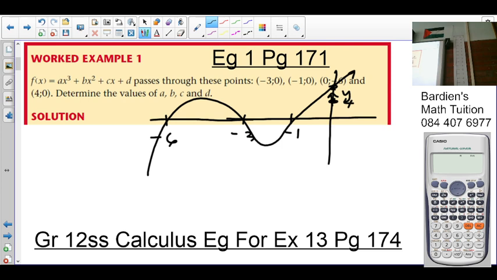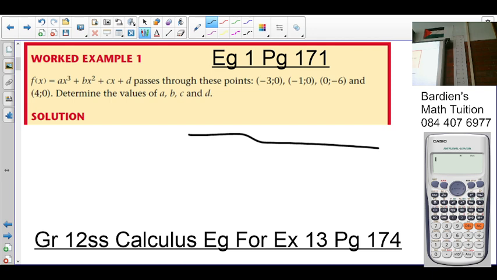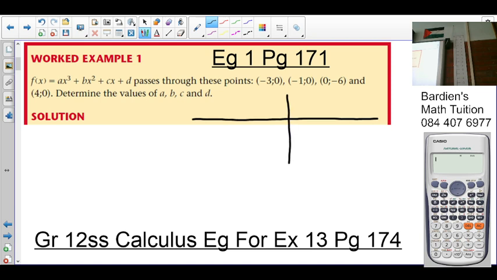Sorry, 4 and 0 is on your x-axis, not your y-intercept. Wait, then I'm doing it completely wrong. Not 0 and 4. I need to write a bit slower because the board is not playing along. So that is negative 3, negative 1, 4 and 0, approximately there. It's actually further that side. And then it's cutting at minus 6. Let's say minus 6 is there. So the graph must be doing this.